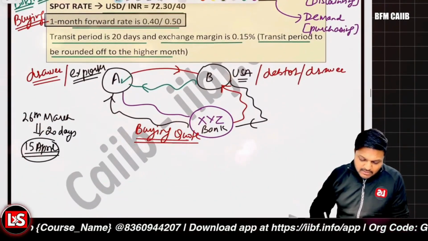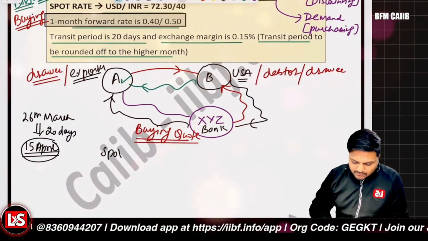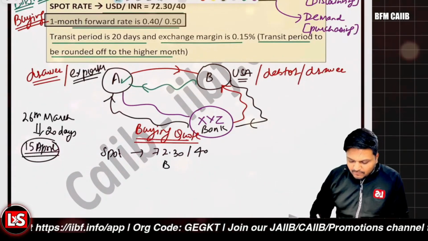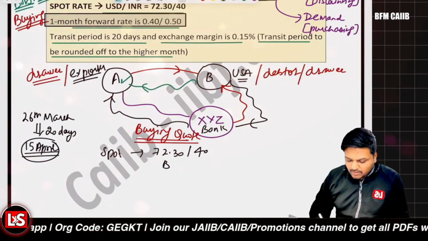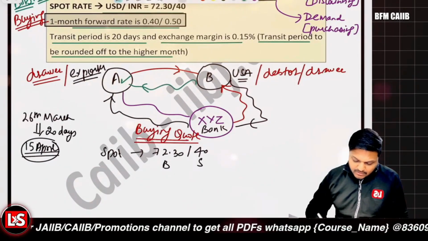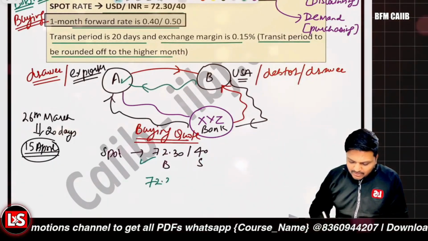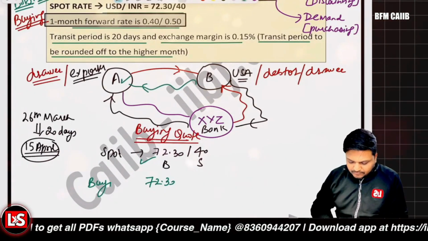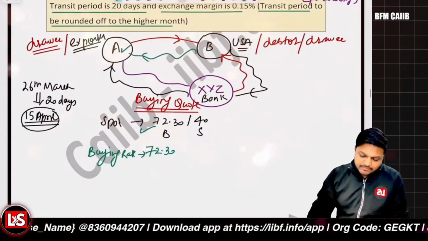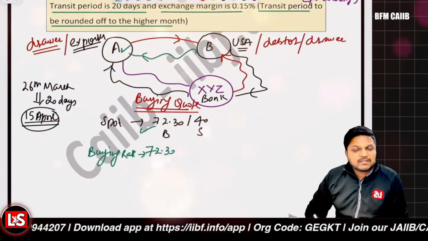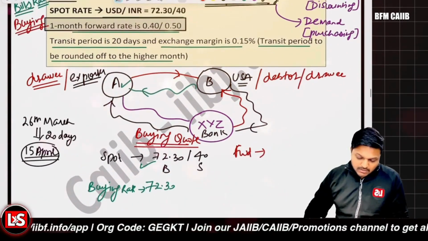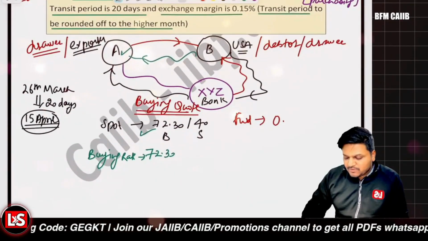So this is the spot rate which is given to us. The spot price is given to be 72.30/40. This is the buying quote, and this is the selling quote. And what quote is to be considered? It is the buying quote which is to be considered. So it is 72.30. That is the buying rate that is to be considered. And further after that, the forward points are given to be 0.40, 0.50.